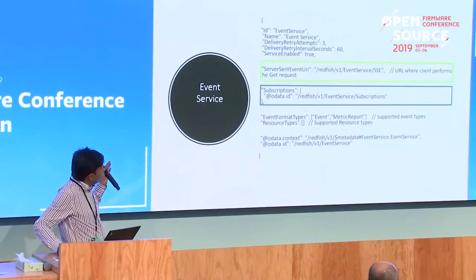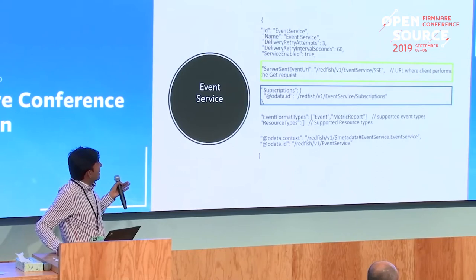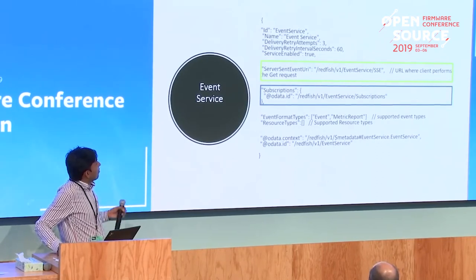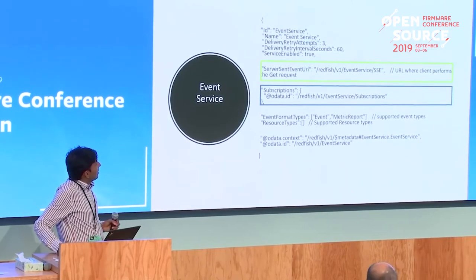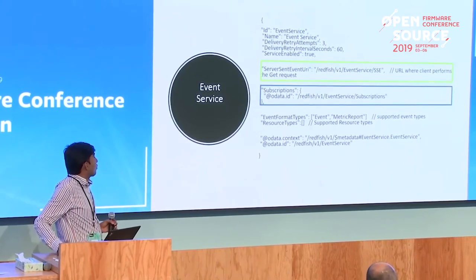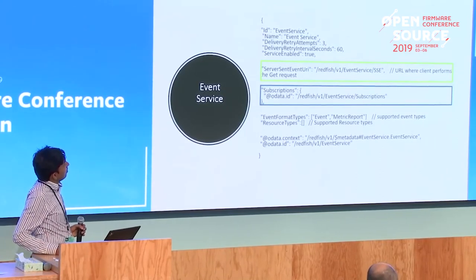The delivery retry attempts tells, if the BMC tries to send data to the subscribed client and it fails, how many times the retry will happen. And similarly, the interval seconds tells what the retry interval would be before attempting a second retry.